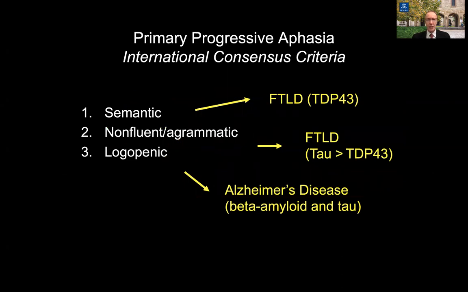So as I mentioned, there's 3 major forms of primary progressive aphasia. One is semantic dementia, a form of frontotemporal dementia, and it's due to TDP43. The non-fluent agrammatic, also called progressive non-fluent aphasia, is usually due to tau, but occasionally can be due to TDP43, and logopenic aphasia is due to Alzheimer's disease with beta amyloid plaques and tau-based neurofibrillary tangles.